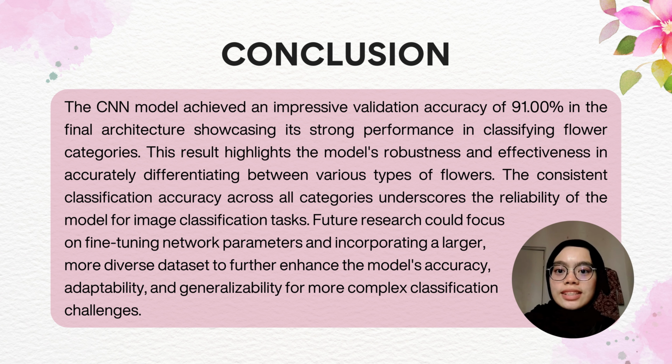The CNN model achieved an impressive validation accuracy of 91% in the final architecture, showcasing its strong performance in classifying flower categories. This result highlights the model's robustness and effectiveness in accurately differentiating between various types of flowers. The consistent classification accuracy across all categories underscores the reliability of the model for image classification tasks.